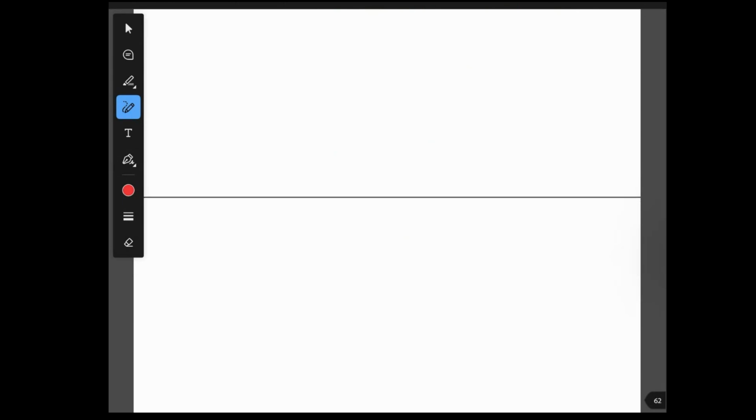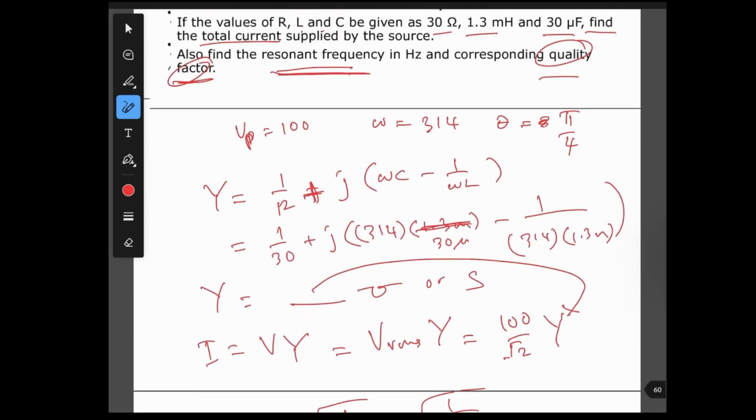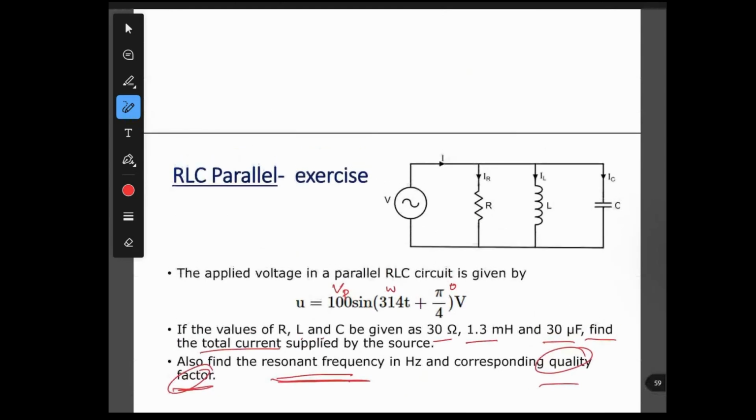So it means that we have completed our topic for the RLC series and RLC parallel circuits. Okay, any question?